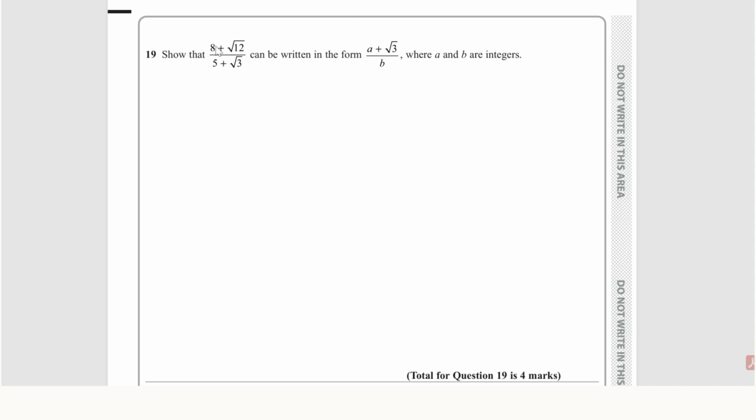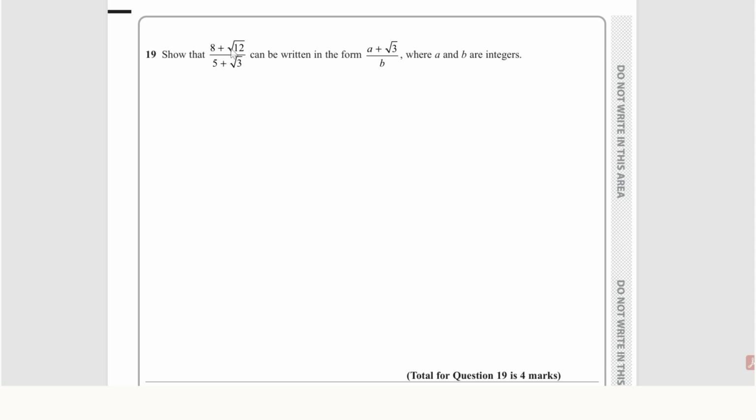We need to show that 8 plus root 12 over 5 plus root 3 can be written in the form a plus root 3 over b, where a and b are integers. Now again, in this fraction we have surds, and we have a surd in the denominator, so straight away we know that we need to rationalize the denominator. However, just before we do that, we recognize that root 12 can be simplified.